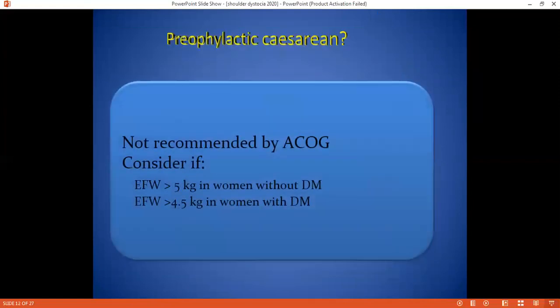Prophylactic cesarean. It is not recommended to do cesarean section for all women to prevent this complication, which occurs in 0.2 to 1.2%. If the estimated fetal weight is more than 5 kg in women without diabetes, we may do cesarean section to prevent such a serious complication, because it occurs more with big babies. And if the estimated fetal weight is more than 4.5 kg in women with diabetes, because in diabetes there will be deposition of fat in the shoulders, we can do cesarean section to prevent this problem.